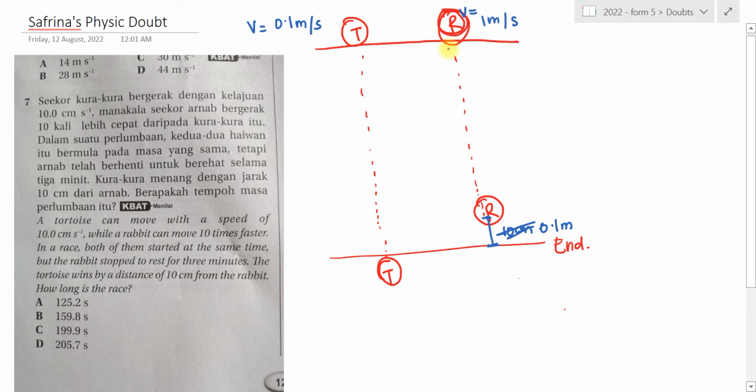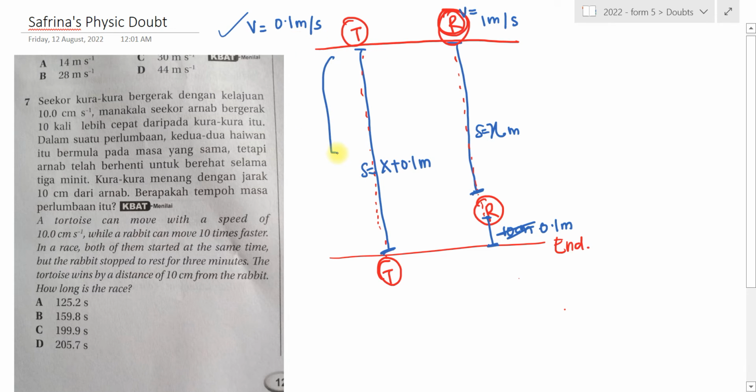So the total distance, let's say this is x, the distance. So the total distance is x plus 0.1 meter. How about the time? We have velocity, we have the distance, or I call it displacement. How about the time? Let's say the tortoise takes time t. Going from here to here, it takes time t.